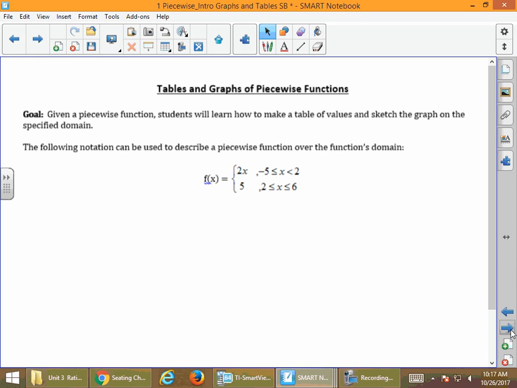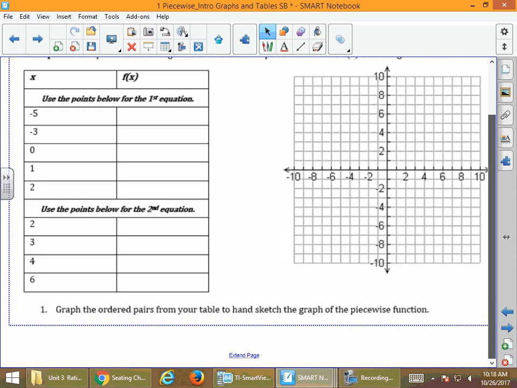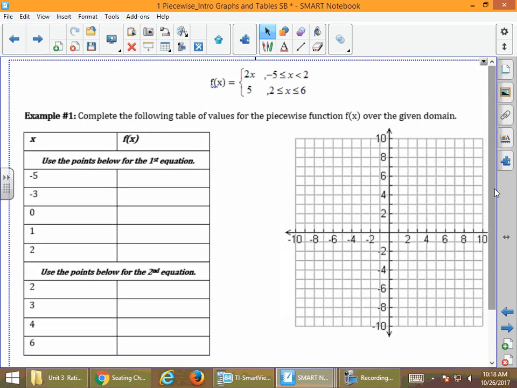Now, as we move on to our next page, what we're going to try to learn how to do is graph a piecewise function. And so here is an equation. The following notation can be used to describe a piecewise function over the function's domain. So we've got f of x equals 2x when x is between -5 and 2, and f of x equals 5 when x is between 2 and 6. And what we're going to do is make a table here, and fill in some values to draw our picture.